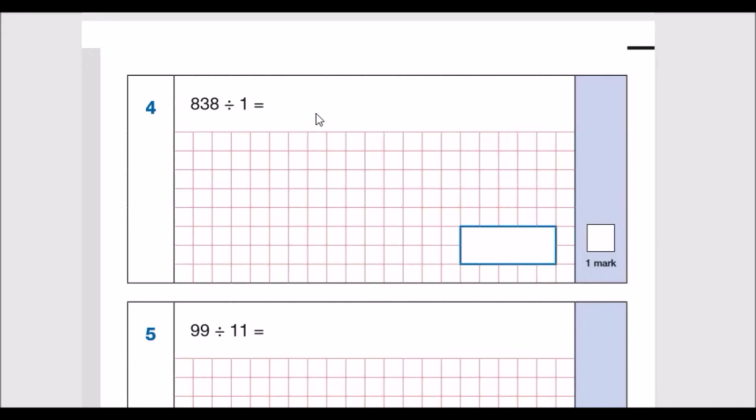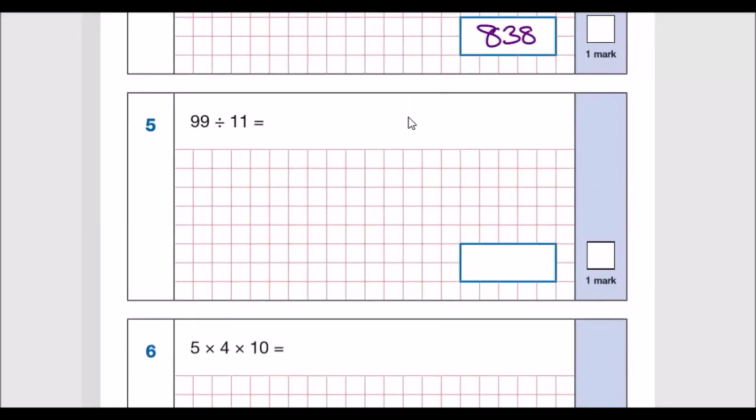Next one. Now 838 divided by 1. Well, you don't even need to think. Anything divided by 1 is itself, so 838. You're splitting, for example, 838 pies by one person, so he's obviously going to eat all them pies, so that's why it works like that.